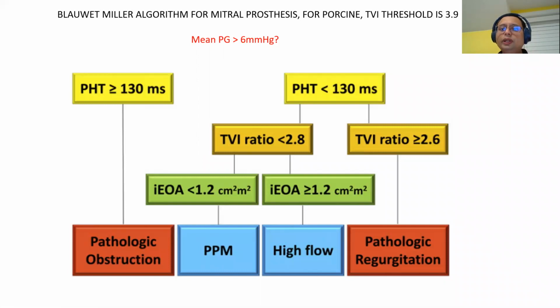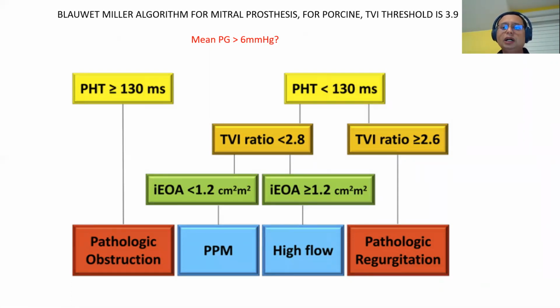Now, this is the algorithm that I told you about. This is from Blauwet and Miller, a cardiologist at Mayo Clinic. I am actually working with them at the moment to update this algorithm and also the algorithm for prosthetic aortic valve. If you look at this algorithm, once your mean gradient is more than 6 millimeters of mercury, it is actually quite simple.